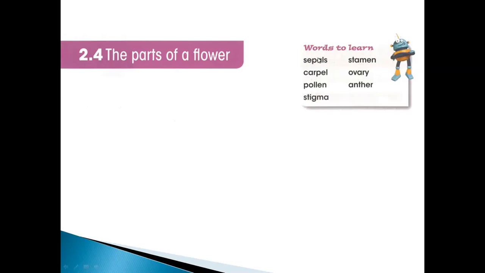First of all, vocabulary words: sepals, carpel, pollen, stigma, stamen, ovary, anther. Boys, write these vocabulary words. Hope you can pronounce all these words and write them in your notebook. It's better for you.